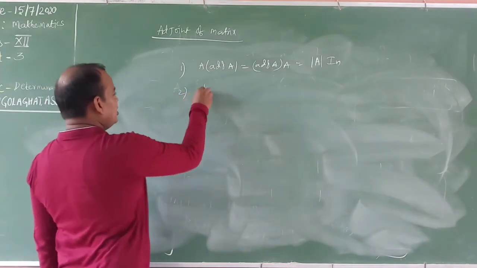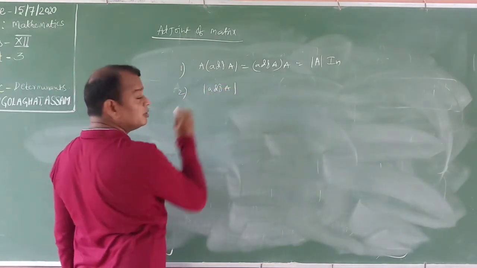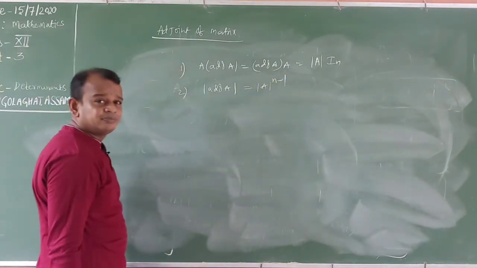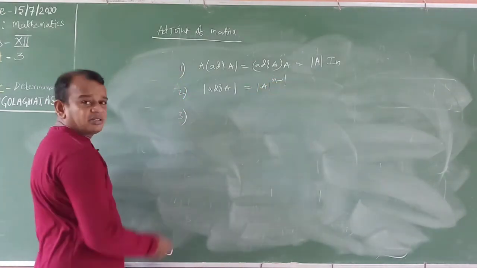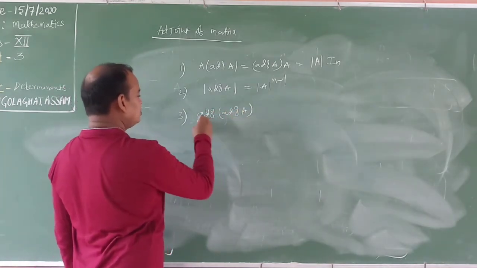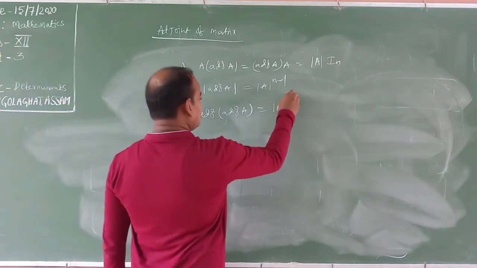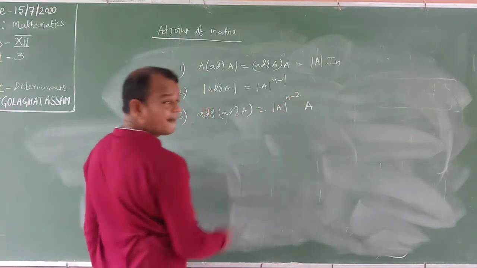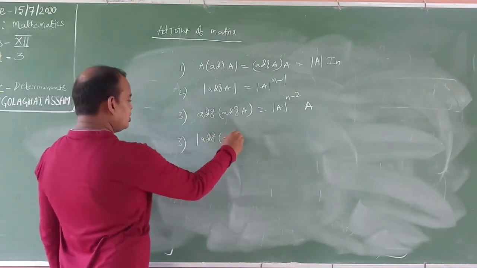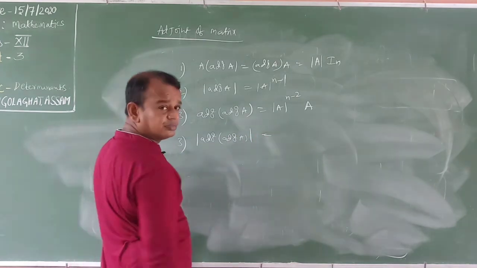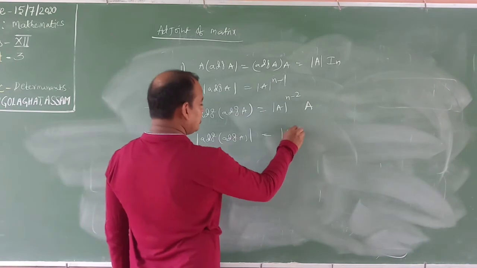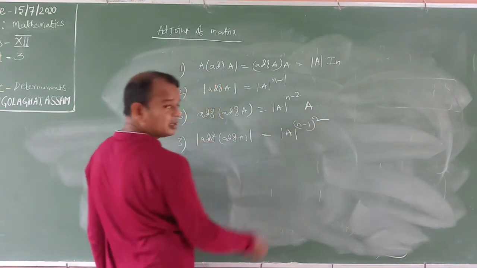Next, number 2: determinant of adjoint of A is equal to det A power n minus 1, where n is the order of the matrix. Now adjoint of A is equal to det A power n minus 2 into A. Now determinant of adjoint of A is equal to det A power n minus 1 whole square.